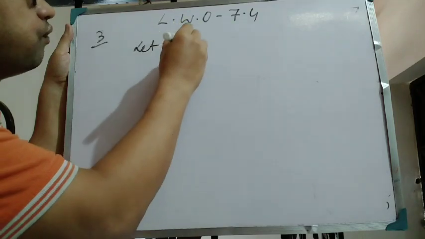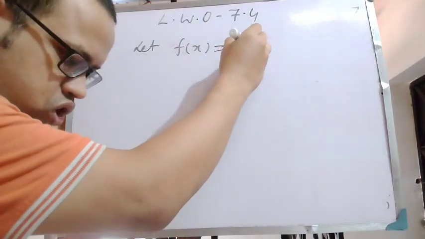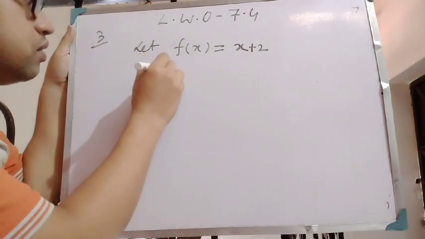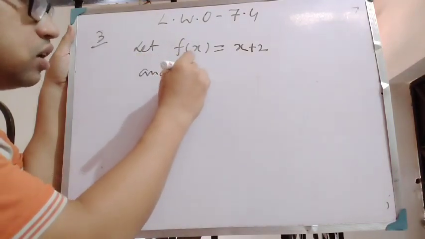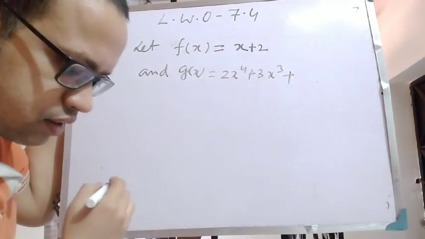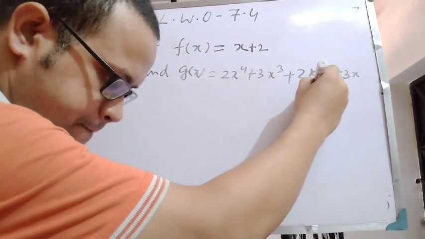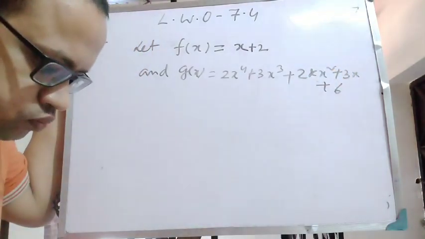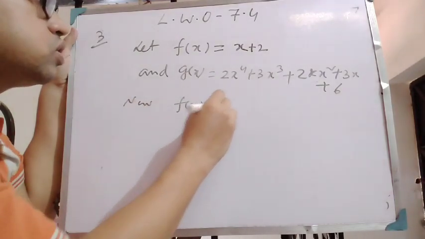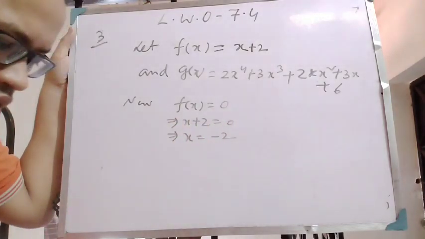Let f(x) equal x + 2 and g(x) equal 2x^4 + 3x^3 + 2kx^2 + 3x + 6. Now you know what to do. f(x) equals 0 implies x + 2 equals 0, or x equals minus 2.